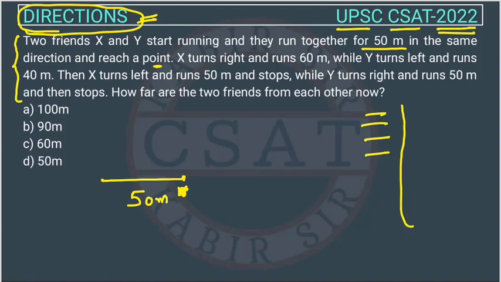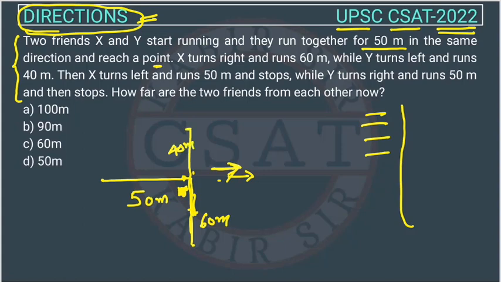Now X turns right, so they are facing this side, and the right direction for X will be this side. So X is going right and runs 60 meter. While Y turns left, Y's direction is also this side, so he is facing this side. So the left of Y will be this side. So Y is running this side and runs 40 meter. This is 40 meter, right?